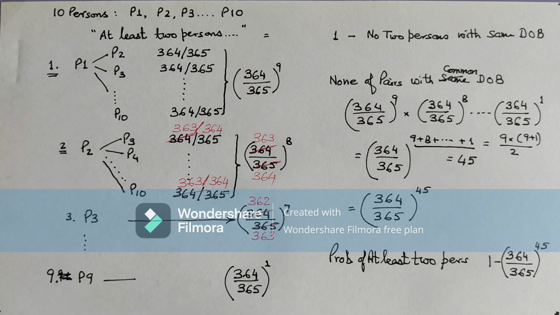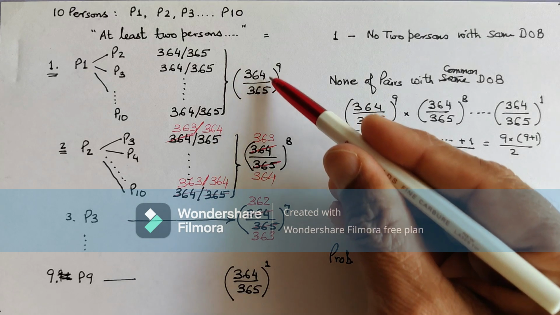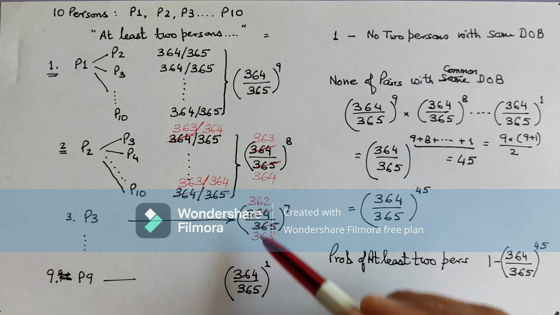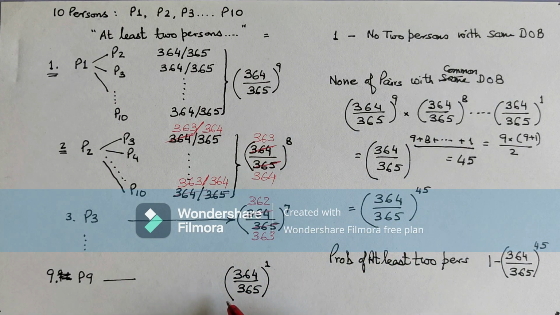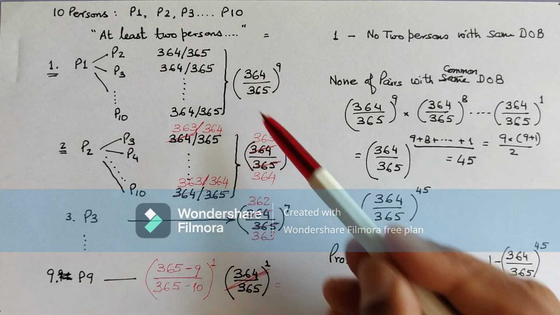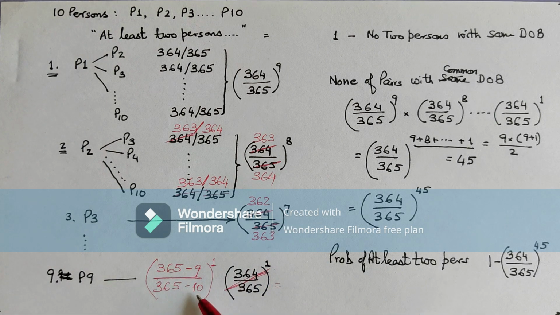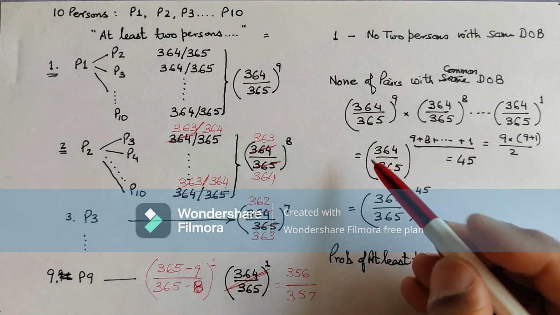And if you continue this logic, 364 by 365, 363 by 364, 362 by 363, what we get here: with P1 it was 365 minus 1, with P2 it was 365 minus 2, with P3 it was 365 minus 3, with P9 it must be 365 minus 9, and the denominator has to be 1 more than that, 365 minus 8. Substitute these values here. What do you get?